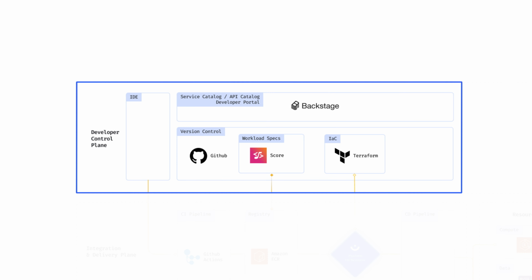First, we have the developer control plane, which clusters the primary interfaces developers can choose to use when interacting with the platform. Such an interface could be a workload specification for a fully code-based interaction, a developer portal or service catalog for a UI-based view, or an API and CLI.